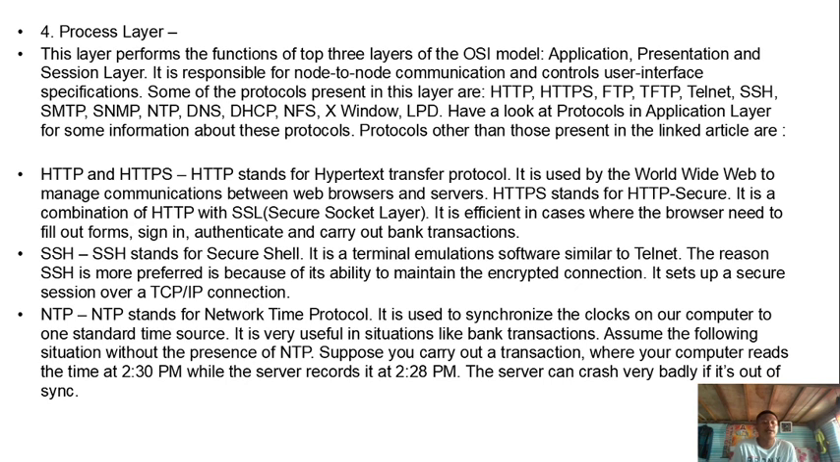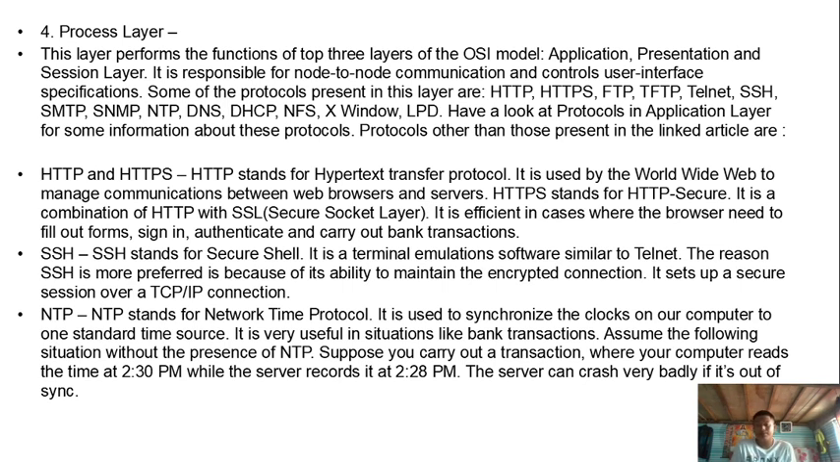Number 4 is the process layer. The layer performs the functions of the top 3 layers of the OSI model: application, presentation, and session layers. It is responsible for node-to-node communication and controls user interface specifications. Some of the protocols present in this layer are HTTP, HTTPS, FTP, TFTP, Telnet, SSH, SMTP, SNMP, NTP, DNS, DHCP, NFS, X-Window, and LPD.